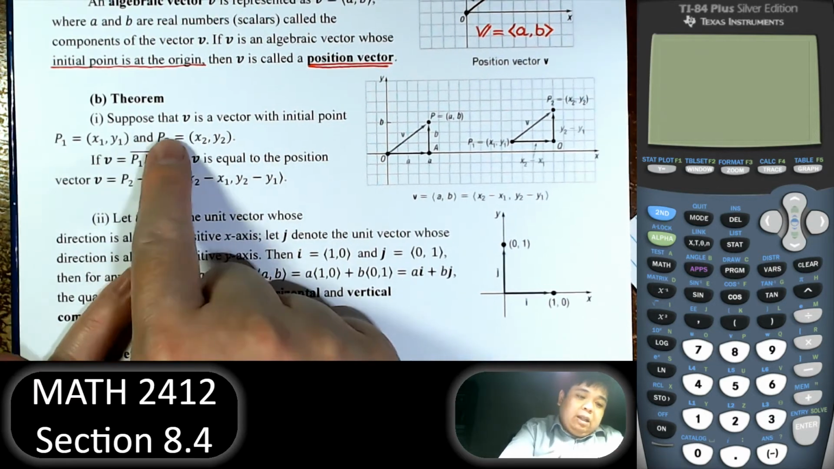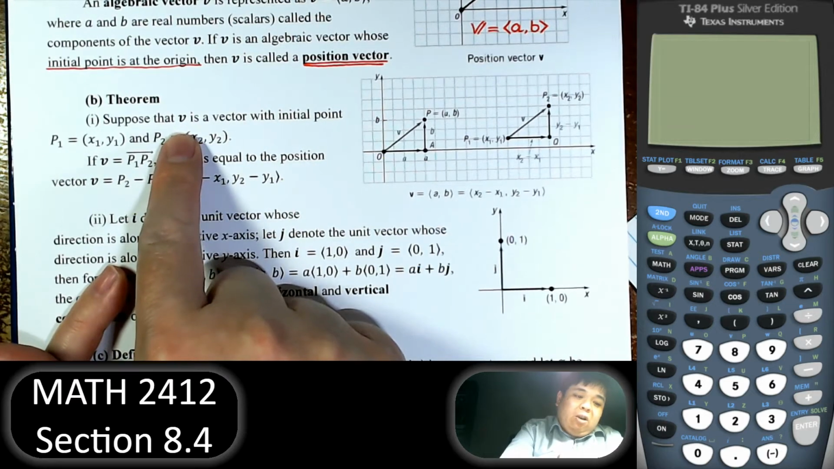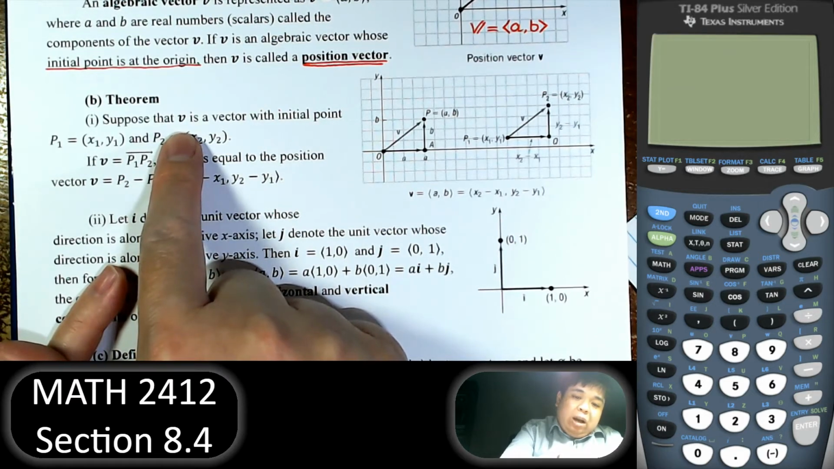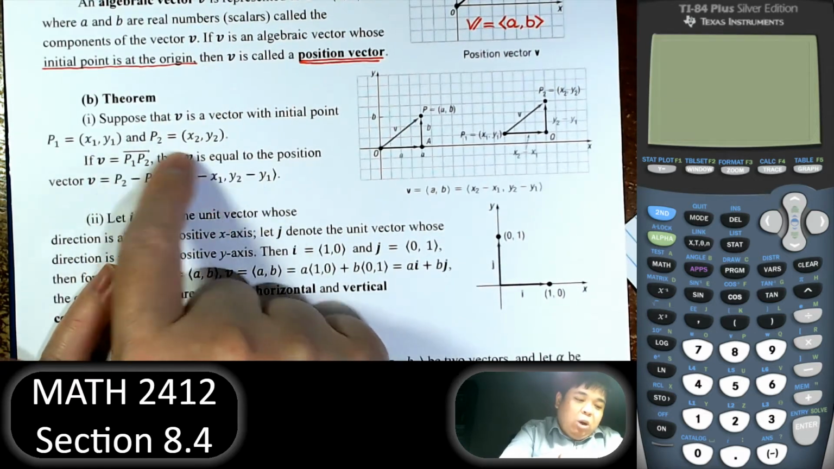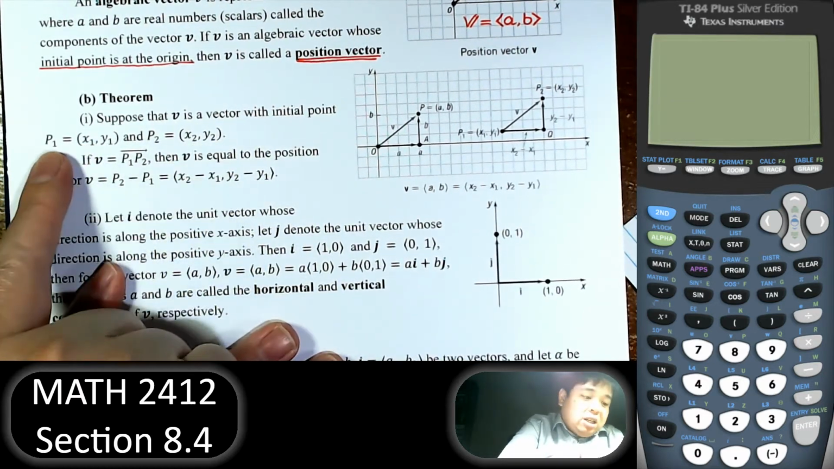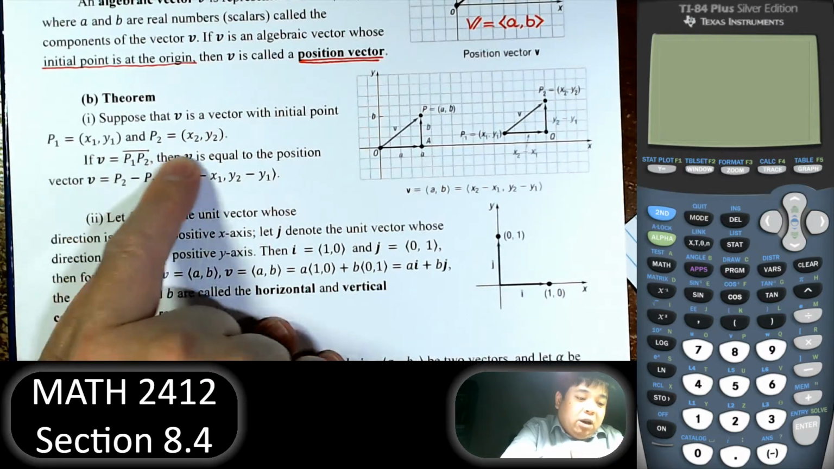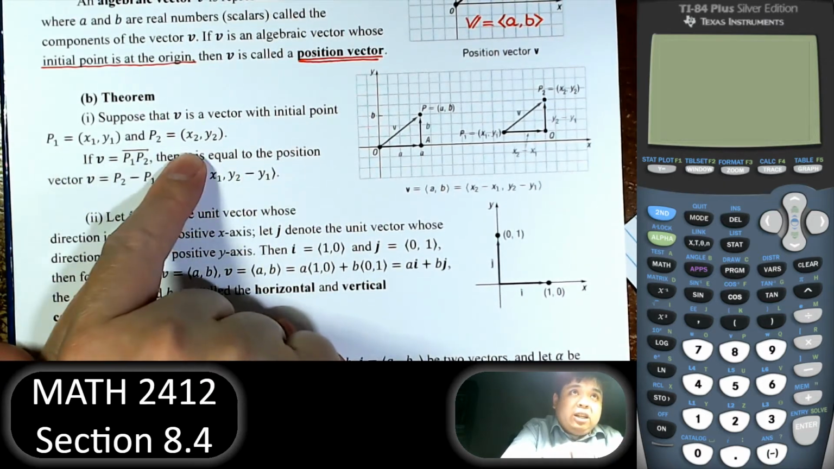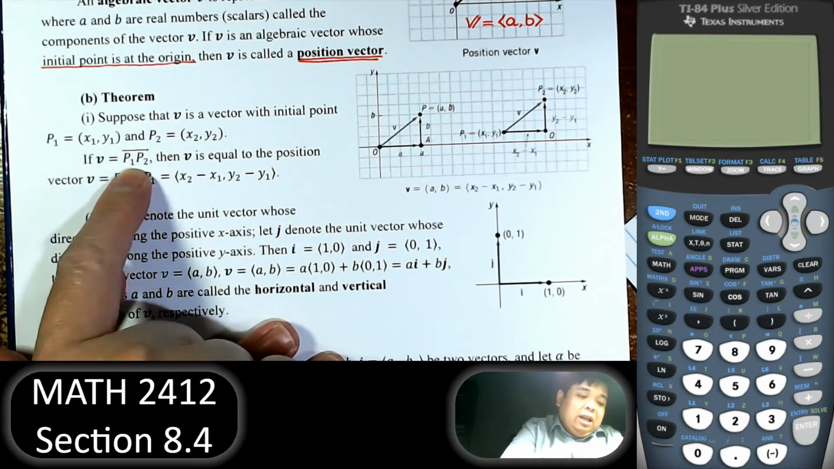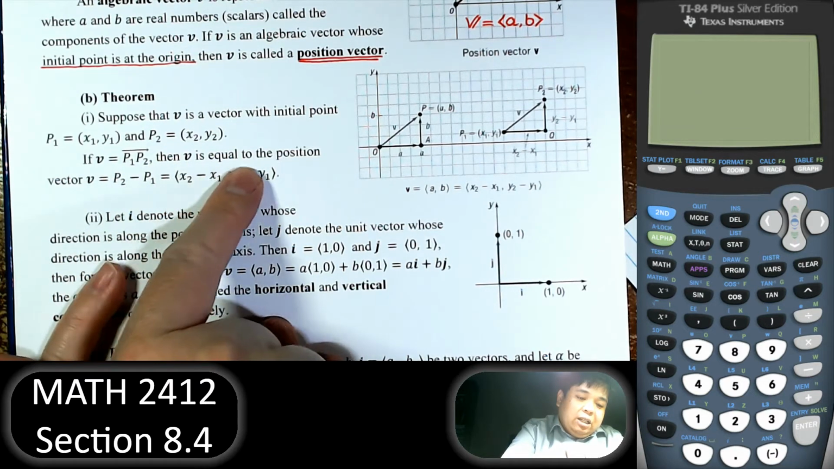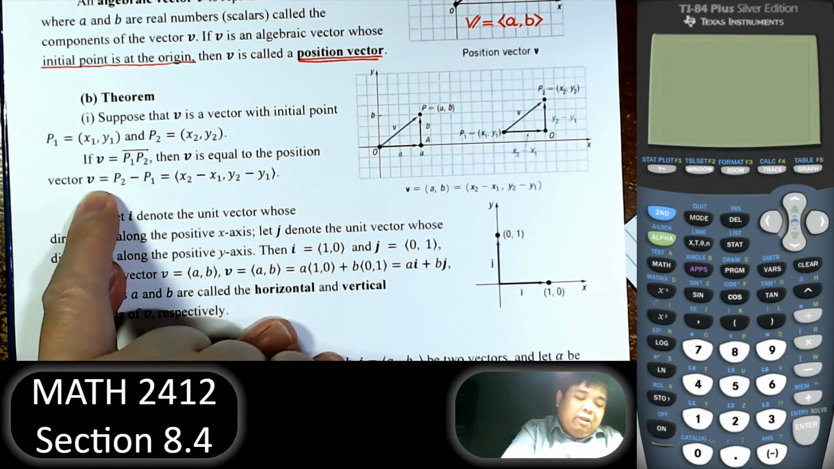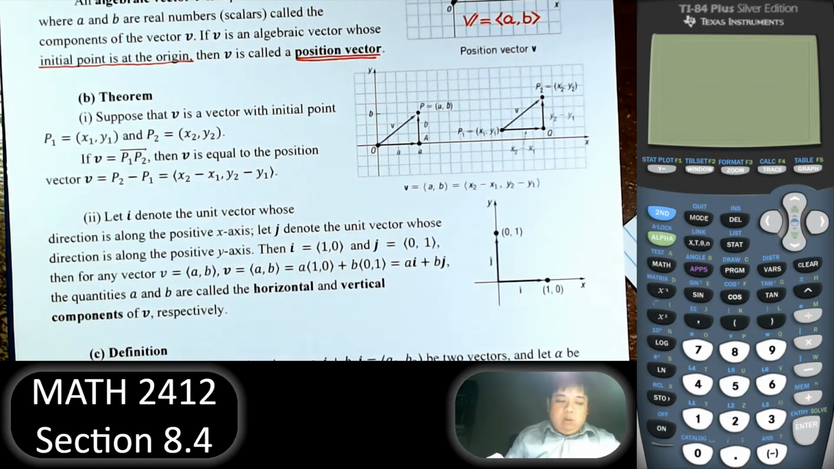Now, suppose a vector v connects two points, (x1, y1) and (x2, y2). So we have two points, and notice the notation here. All of them are regular face, no bold face here. Then vector v is the vector P1P2. When v is equal to the position vector, v is P2 minus P1.